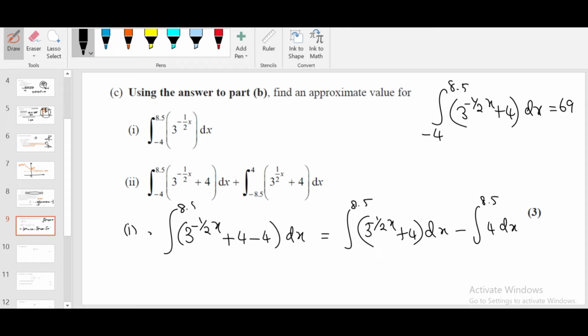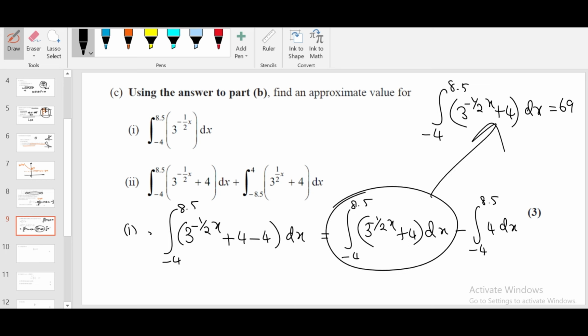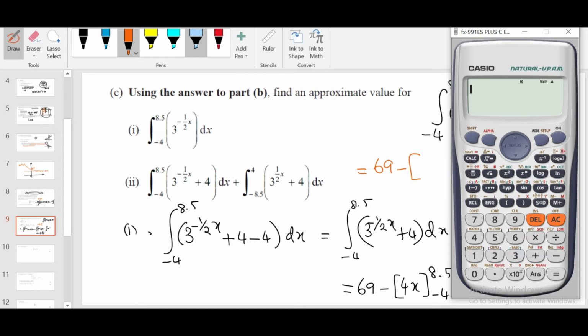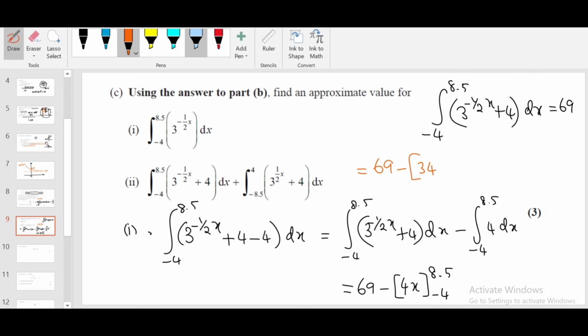The upper limit is 8.5, lower limit is minus 4. This whole thing is 69, minus this one, which you need to integrate normally. Integral of 4x, sub in the upper limit minus lower limit. So you are going to get 69 minus, of the upper limit, 4 times 8.5, which is 34, minus 4 times minus 4, plus 16, which is 50. You subtract, you get 19 as the answer.